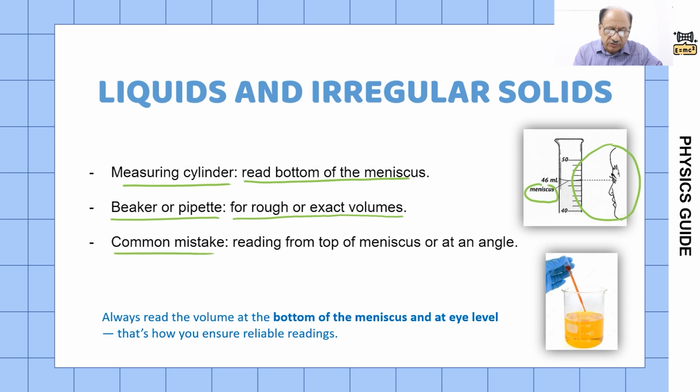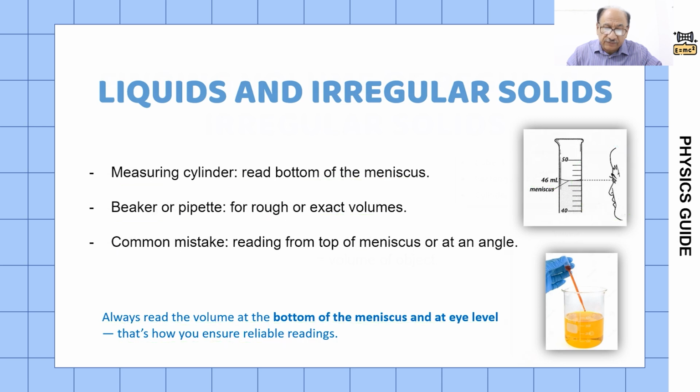Common mistakes which we make when using these things: reading from the top of the meniscus or at an angle. If we are not at eye level, and if we are reading the upper meniscus, then it will be an issue. Always read the volume at the bottom of the meniscus and at eye level. That's how you ensure reliable readings.